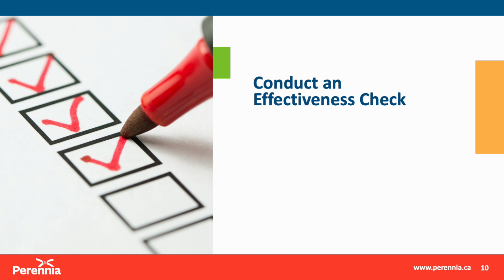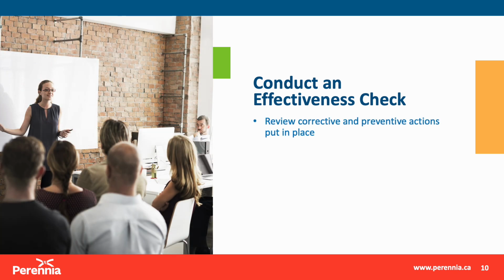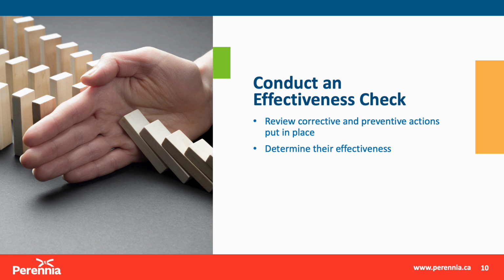Once your corrective and preventive actions have been implemented and communicated to all employees, it's important to schedule and conduct an effectiveness check to review the corrective and preventive actions that were put in place to determine whether they are effective at controlling the issue. This will ensure that the issue has been fully addressed, does not occur anywhere else in the system, and the corrective and preventive actions continue to be effective.